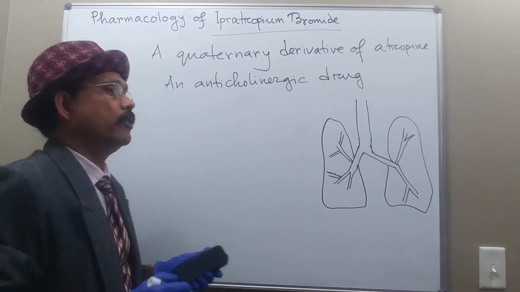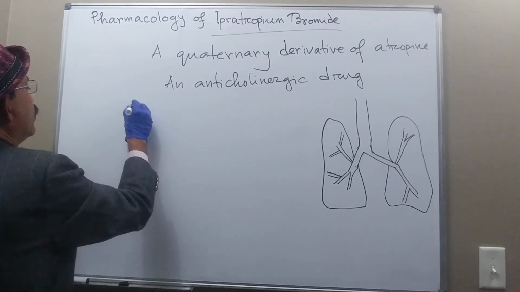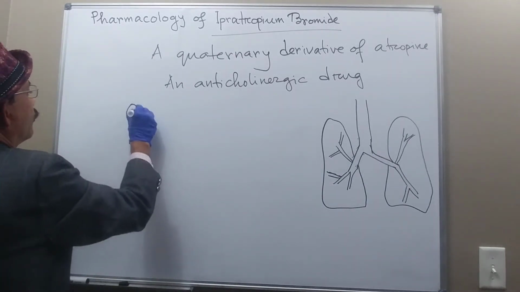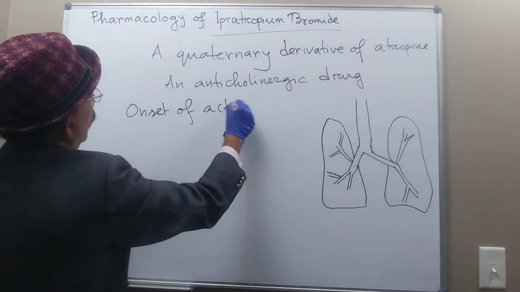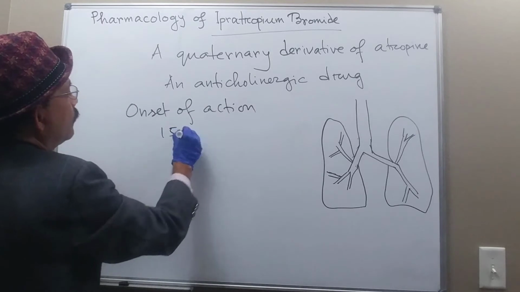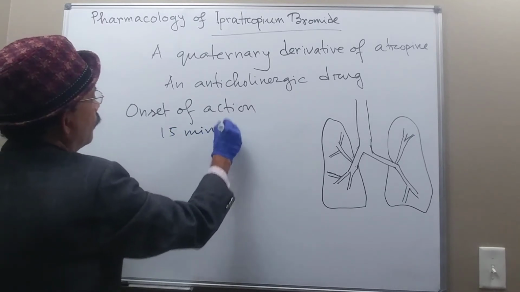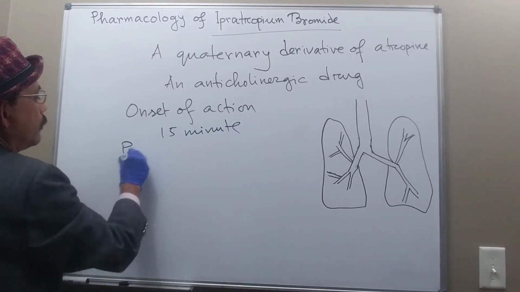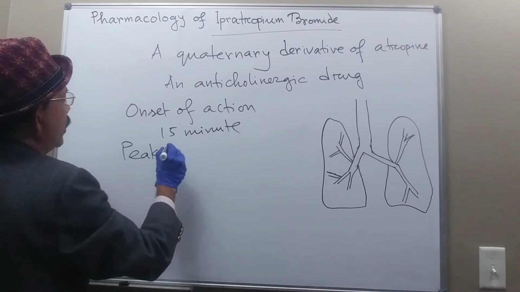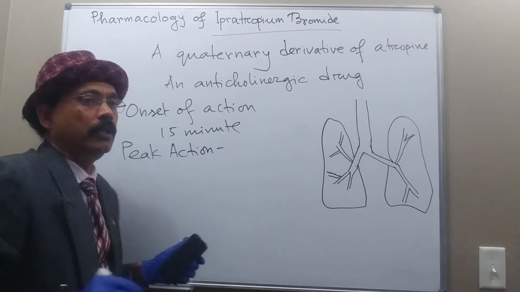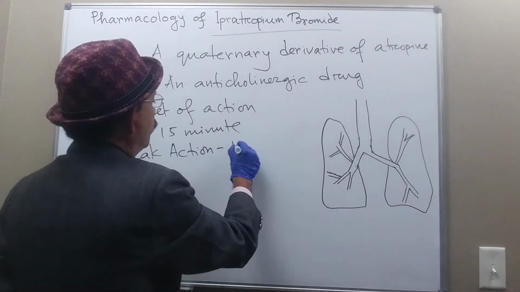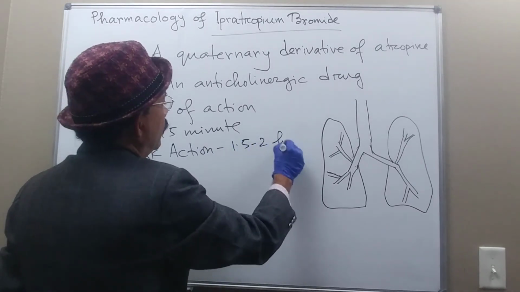Okay, so onset: this is a slow acting drug. The onset of action takes about 15 minutes. Peak action, this is the pharmacokinetics. Peak action needs around 1.5 to 2 hours.